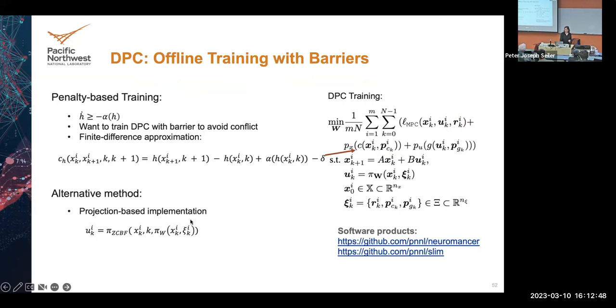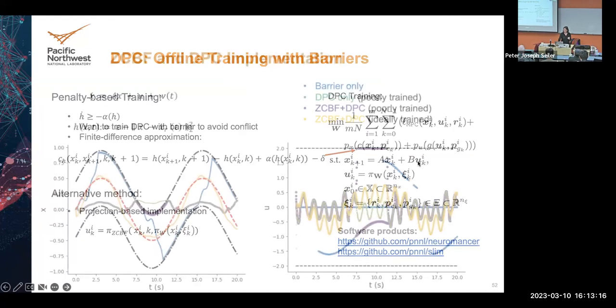An alternative method of doing that is to actually introduce another constraint at the output of your DPC controller. So you have this projection-based approach that helps propagate only the control inputs that keep the state of the system within the constraints. So either way, we're training DPC control policy.